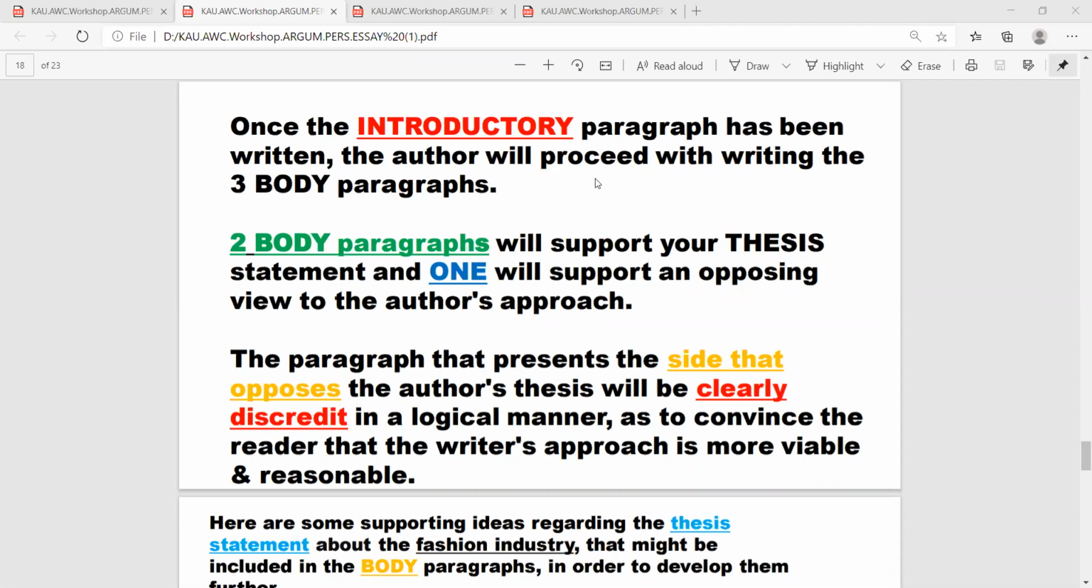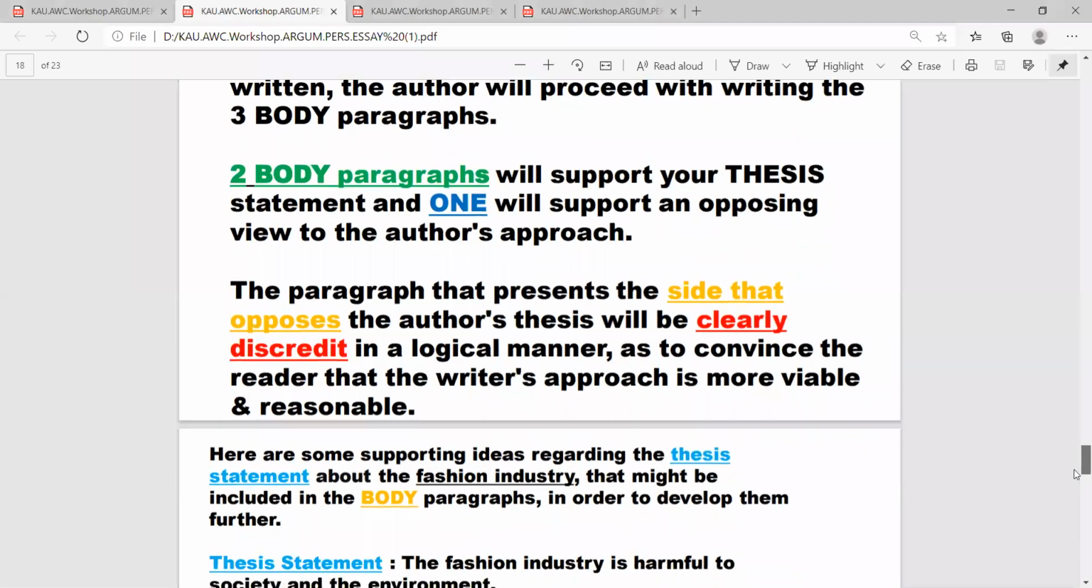Remember, you are trying to convince the reader, as you already know, that your position is the correct angle, the correct position, the most agreeable, the most logical position, of course.